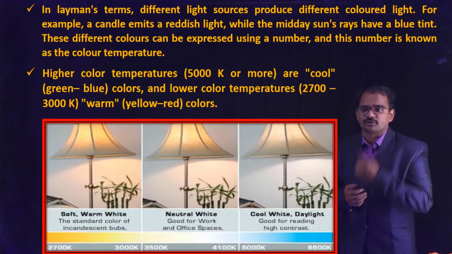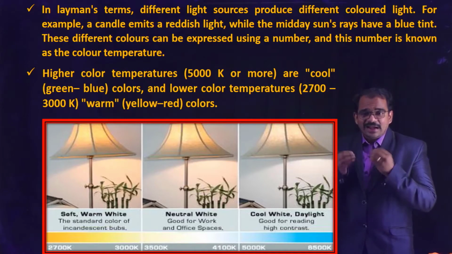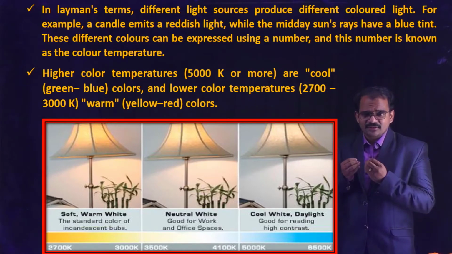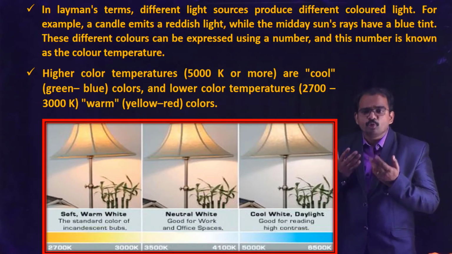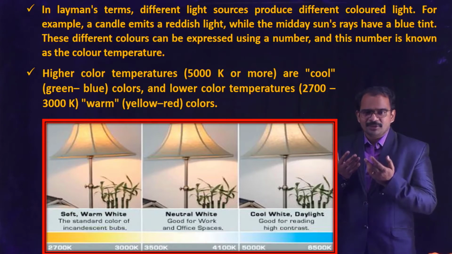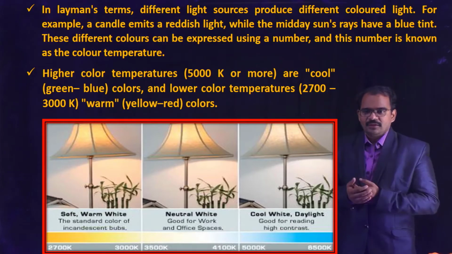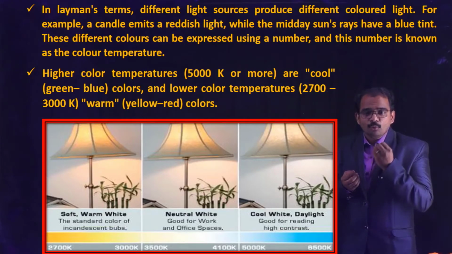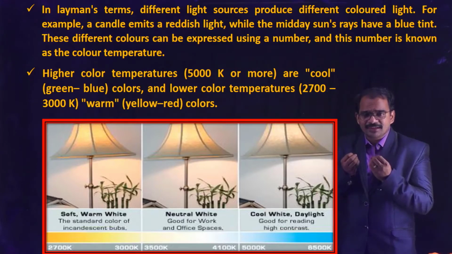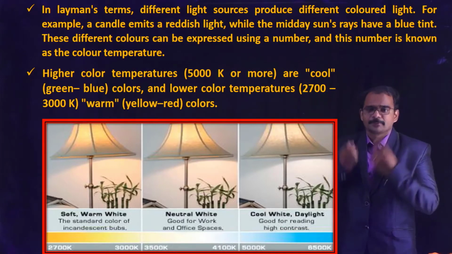color temperature. So higher color temperatures, meaning 5000 Kelvin or more, are termed as cool colors, and the colors will be in between blue and green. And lower color temperatures, in between 2700 Kelvin to 3000 Kelvin, we call them warm colors, and the colors will be in between yellow and red.